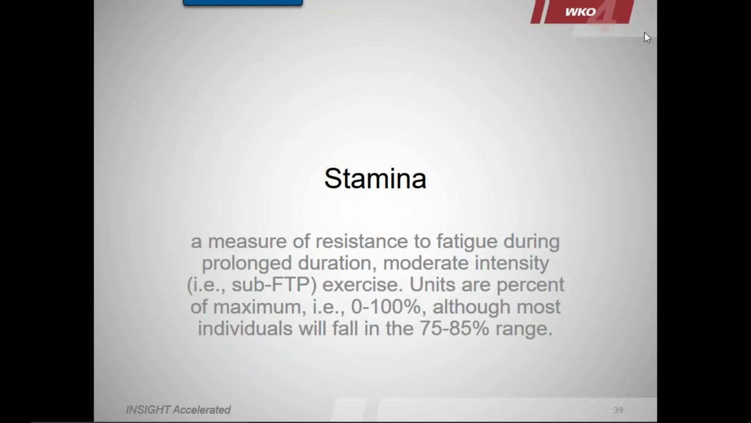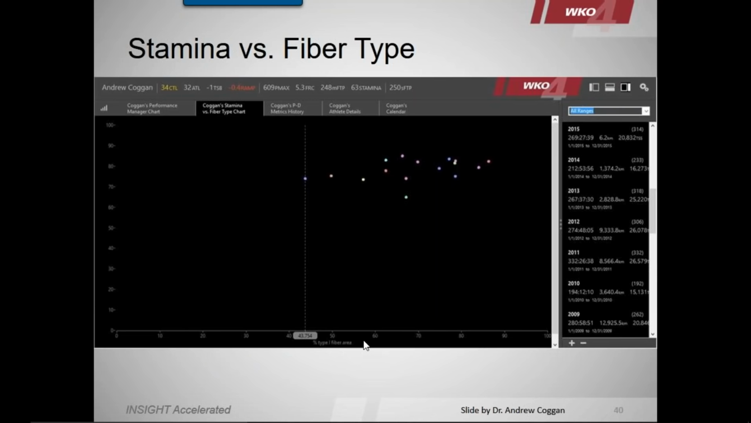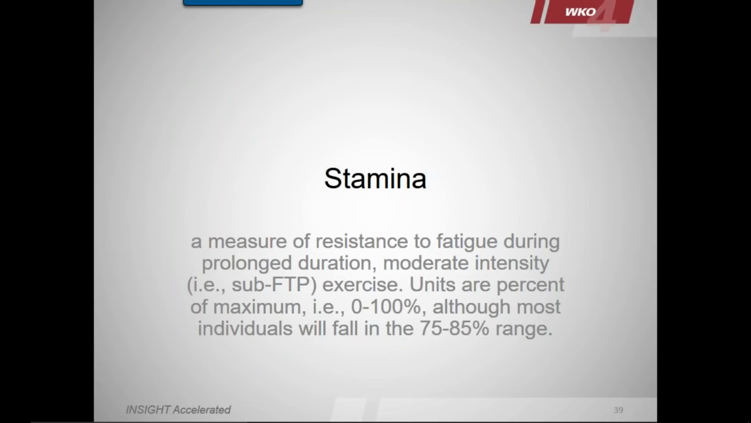But live and learn. Okay, so stamina is a measure of resistance to fatigue during prolonged duration, moderate intensity, i.e. sub-FTP exercise. Units are percent of maximum, 0 to 100%, although most individuals will fall in a range of 75 to 85%. I had it wrong before. Pretty simple explanation here, and because I lost all my other screens, I want to make sure what I have coming up. I actually have it on another computer so I can look.